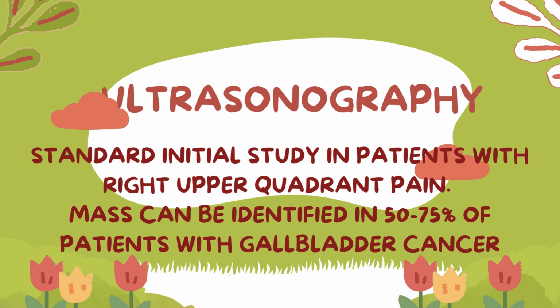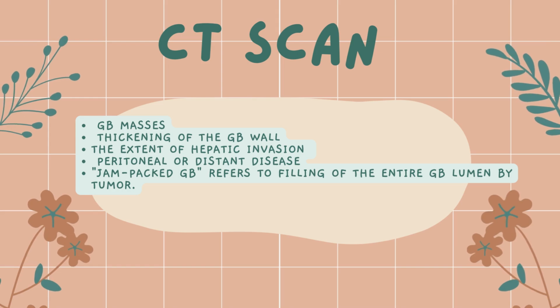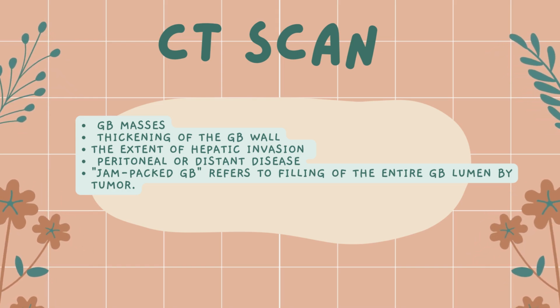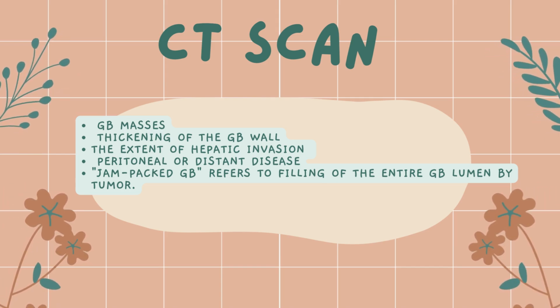The most important imaging investigation is ultrasonography. It's the standard initial study in a patient with right upper quadrant pain, and a mass can be identified on ultrasonography in 50 to 75% of cases. It is also used to differentiate between benign and malignant conditions. Another important investigation for staging and grading of CA gallbladder is CT scan.